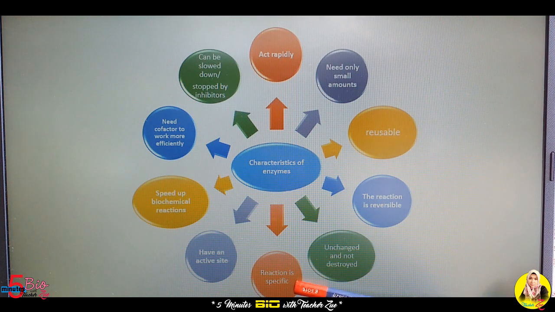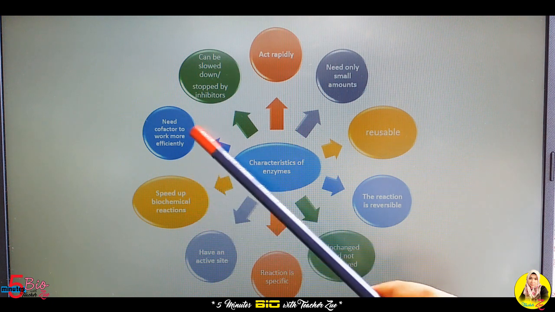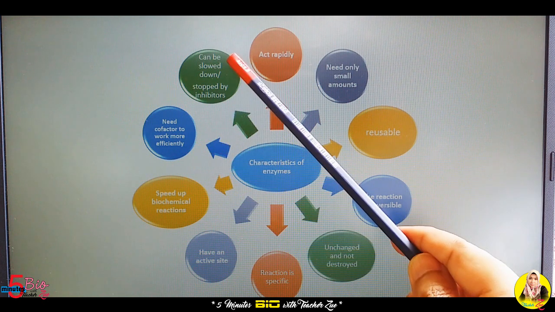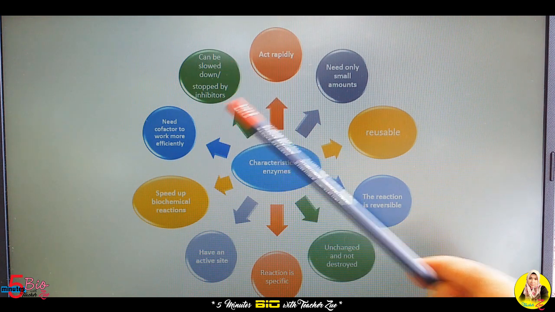The reaction is specific. Specific here means one substrate is only suitable for one enzyme. Enzymes have an active site and speed up biochemical reactions. They need a cofactor to work more efficiently. The process can be slowed down or stopped by inhibitors.